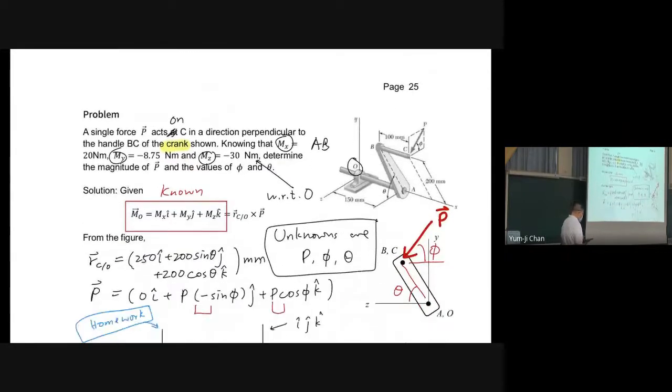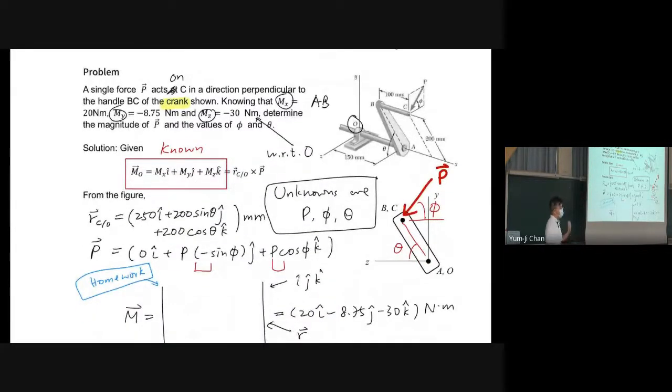The second problem is a bit different. In the second problem, we know the moments about O. We know the x, y, and z components of the moments about O, but we don't know everything about R and P. I think there is a question in this week's homework with a similar format.